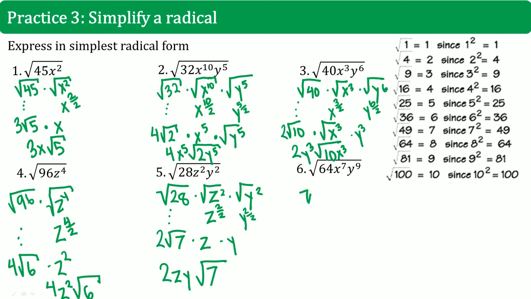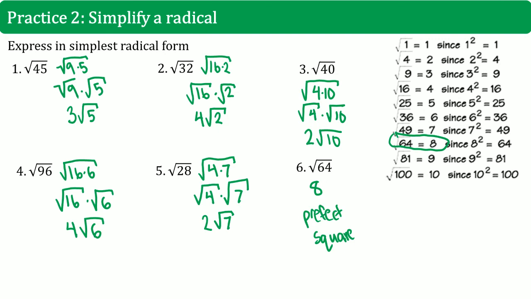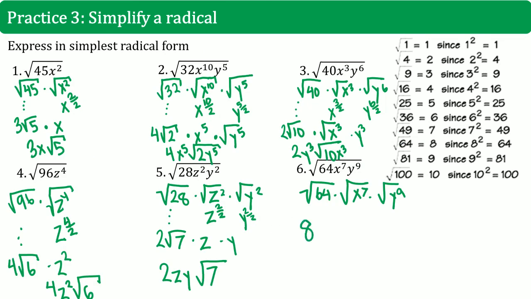6. Radical 64 times radical x to the 7 times radical y to the 9. We already know that square root of 64 from our previous problem was just 8. So we just write 8 times x to the 7 divided by 2. We can't really do anything here. And y to the 9 divided by 2. We can't really do anything here. So it's just 8 radical x to the 7 times y to the 9. You can't really do anything to these because they're odds.